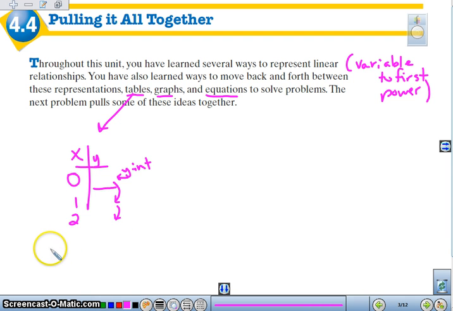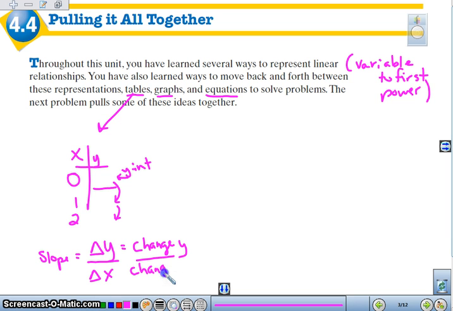So when we look at a table, this 0 point is always our y-intercept, but how do we find the slope in a table? Remember, slope is going to be, and I'm going to put this triangle, which means change in y. Remember, we subtracted to find our slope. Change in y divided by, this triangle means change in x. So change in y over change in x. We've got to compare those each time when we are looking at our tables.